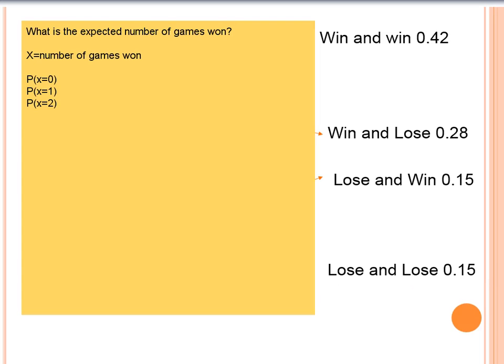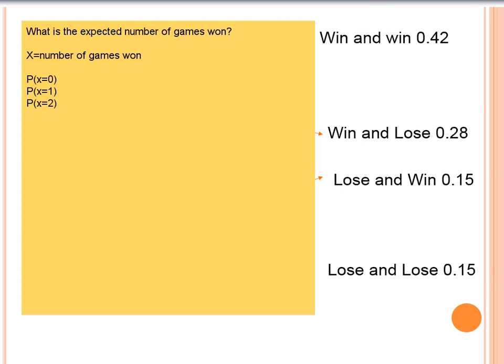So the problem asks us, what is the expected number of games won? So you could think of the number of games won as a random variable with 3 possible outcomes. You could win no games. That means you lose both the first and the second game. You could win 1 game, either the first game or the second game. But if you win 2 games, the number of games won is 2, and that is the last outcome.